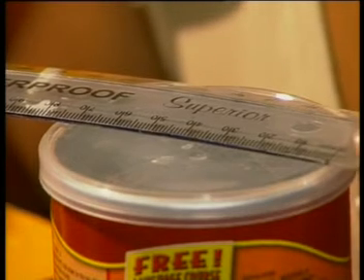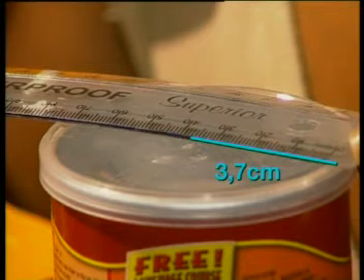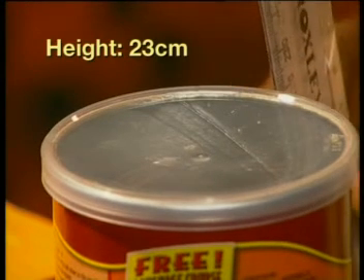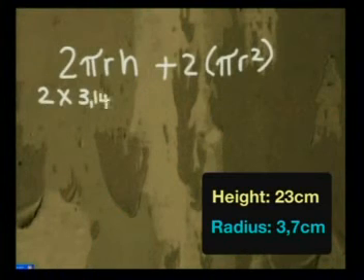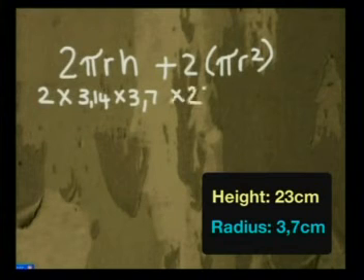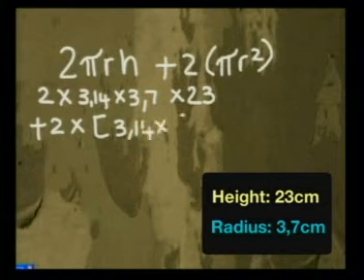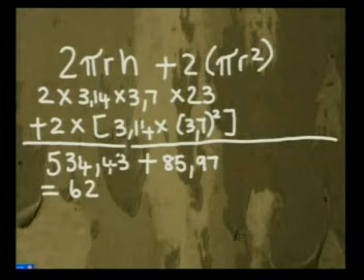The diameter of this tin cylinder is 7,4 centimeters. That means the radius must be half of that, 3,7 centimeters. The height is 23 centimeters. Putting that into the equation, I get 2 times 3,14 times 23 times 3,7 plus 2 times 3,14 times 3,7 squared. I get 620,4 square centimeters for my answer.